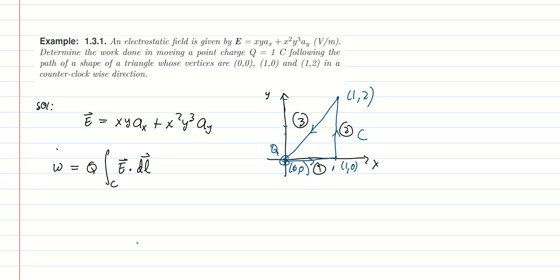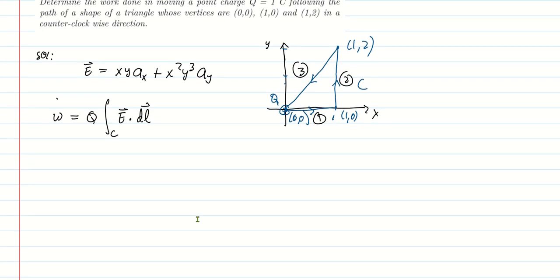Now, what will be our DL? Our DL is the differential length that we derived from our previous discussions. So we already derived this. And if you forgot the formula for DL, this is in XY coordinate or in rectangular coordinate system.